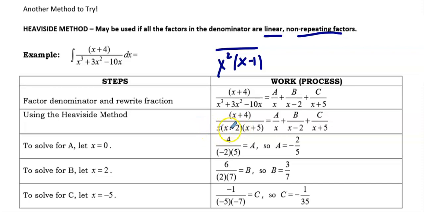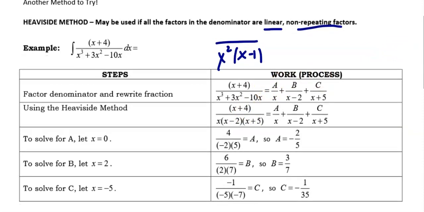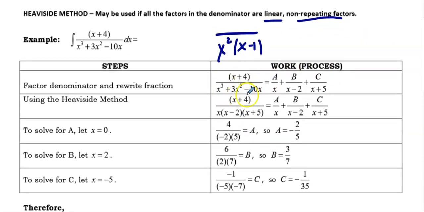So y equals x minus 2, and y equals x plus 5. That would be a linear non-repeating factor. So no x minus 2 times x minus 2. If we have that, then all you have to do is this. Go ahead and factor it out like you normally would. And remember, like we did in the previous one, we have A over our first factor, B over our second factor. In this example, we have 3 factors, so we have a C over the third factor.